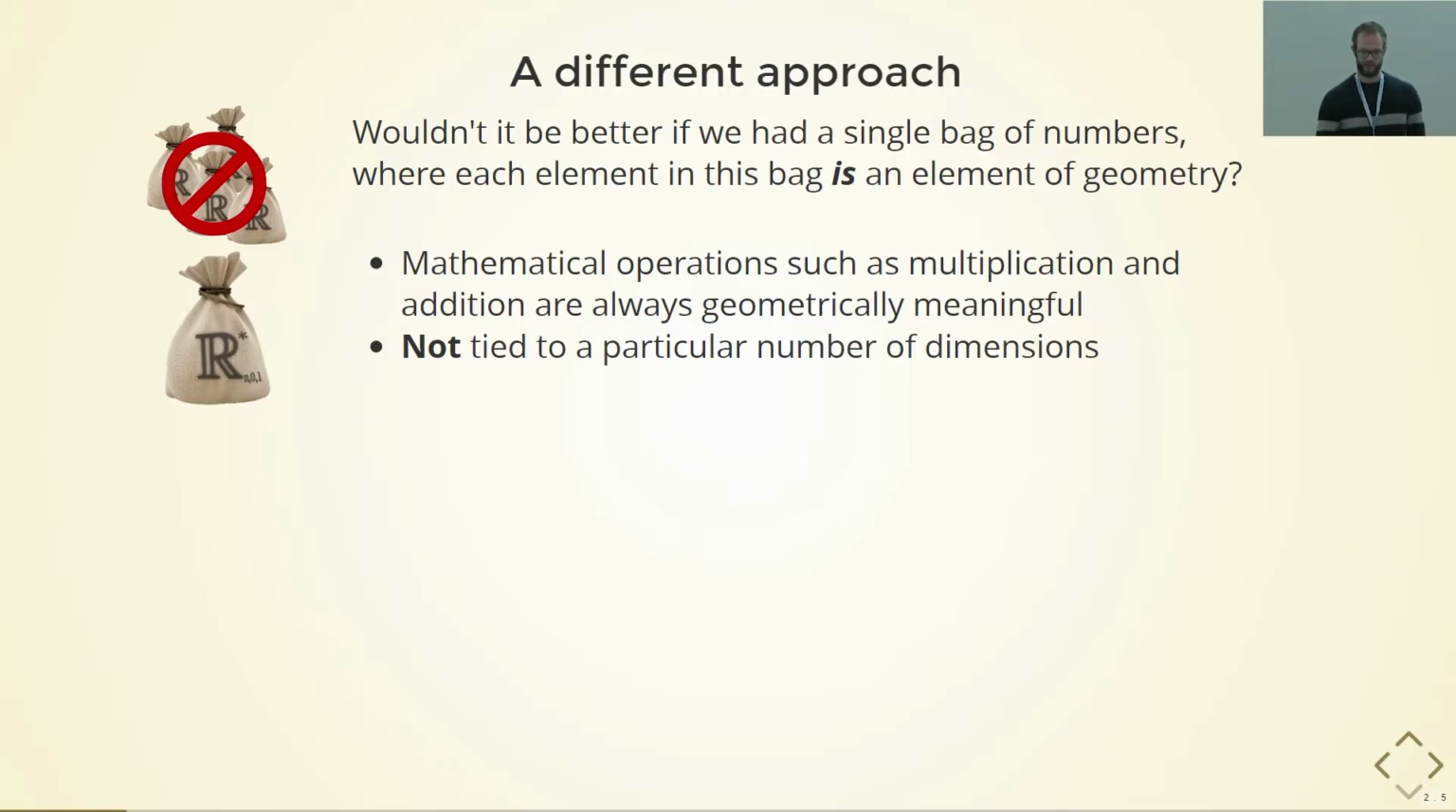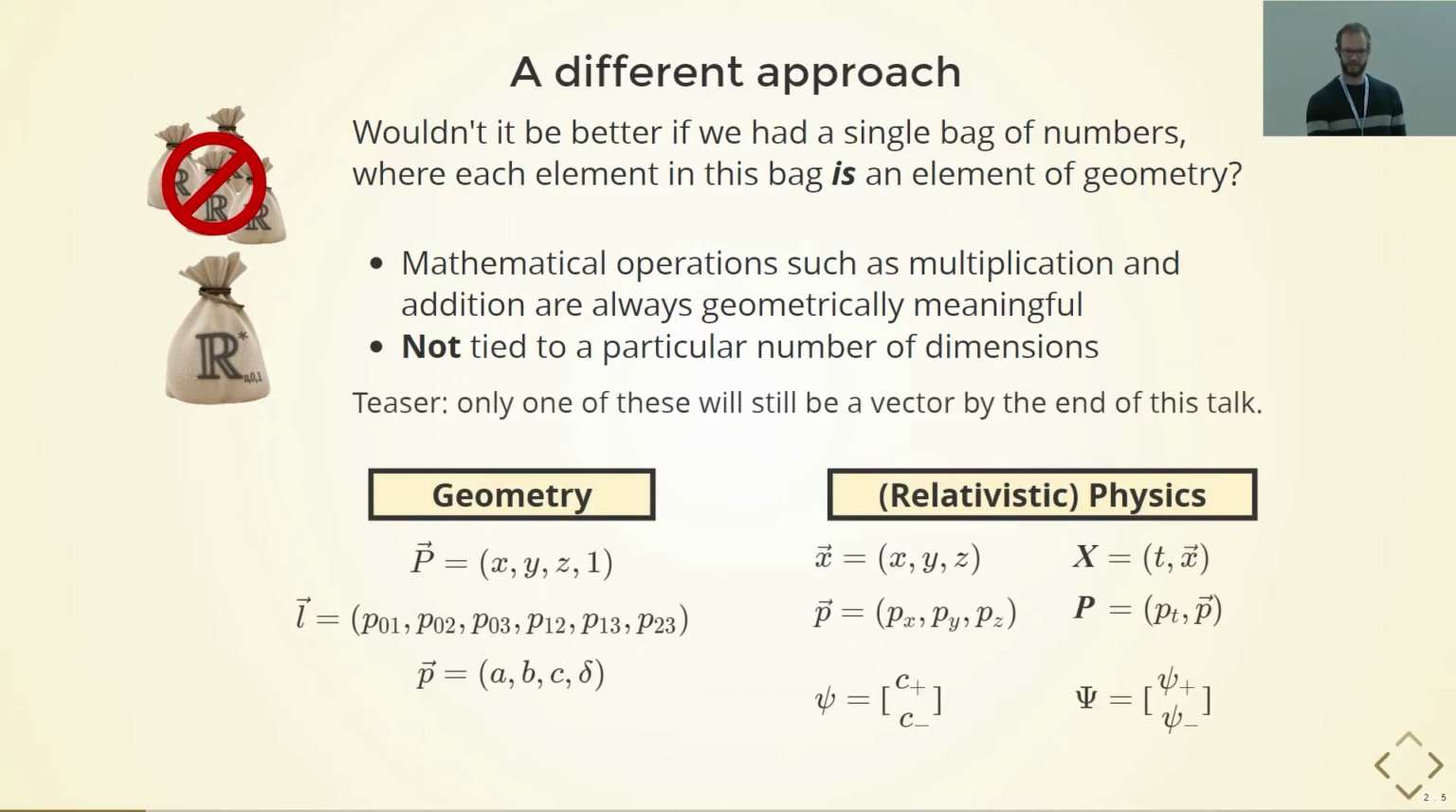So this suggests a different approach. Instead of using different bags of real numbers and using vectors for everything, we will try to find one bag, and every element in this bag will be something that's geometrically meaningful. And hopefully we will also be able to do this in a way that we are not tied to a specific number of dimensions. Now the teaser is that by the end of this talk, only one of these vector quantities that I talked about will still be a vector, and all the others will turn out to have been something else.